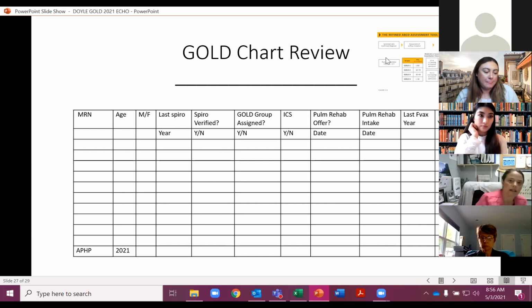Can you see in the record that they've ever been offered pulmonary rehab? What's the date of their pulmonary rehab intake? And I think it's high probability that you can find 10 patients that have never been offered pulmonary rehab. And then finally, when was their last flu vax and when was their last pneumovax? So I would love it, and we'll send this out to you. I would love it if you would do this and then send it in to me and Lisa Emery, and we'll gather them and tabulate them.